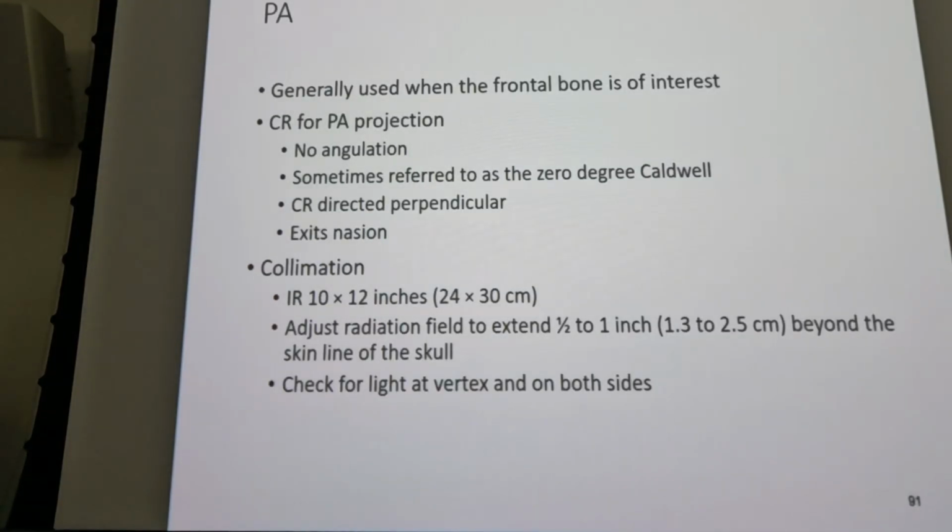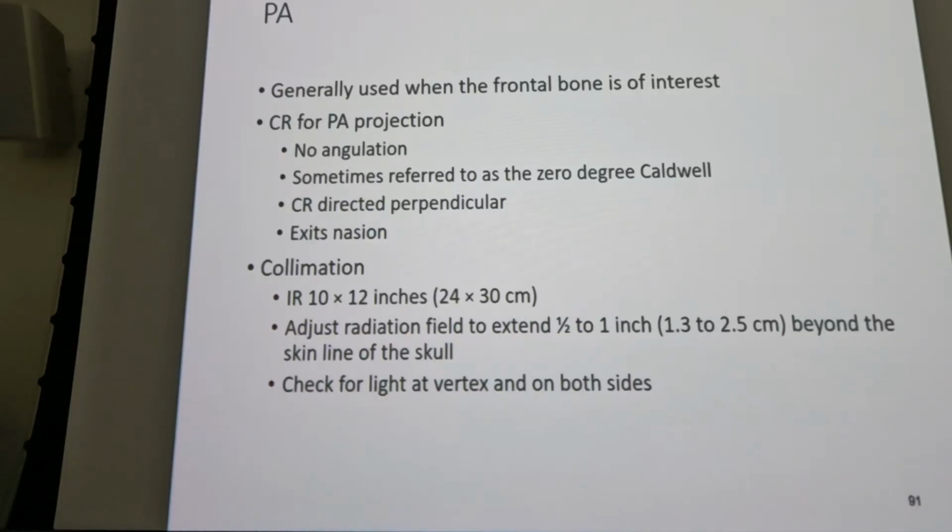PA is generally used when the frontal bone is of interest. The Caldwell we're going to use over and over again as well. It has no angulation on PA. Sometimes some of the texts will refer to any kind of PA or AP that is not a Towns or a Haas, we'll get to here in a bit, as some degree of Caldwell. So they'll say 10-degree Caldwell, 15-degree Caldwell, 25-degree Caldwell. Really the only Caldwell has a 15-degree angulation on it. So don't confuse it on the registry. Caldwell, 15-degree angle. Any angle besides that, not a Caldwell.